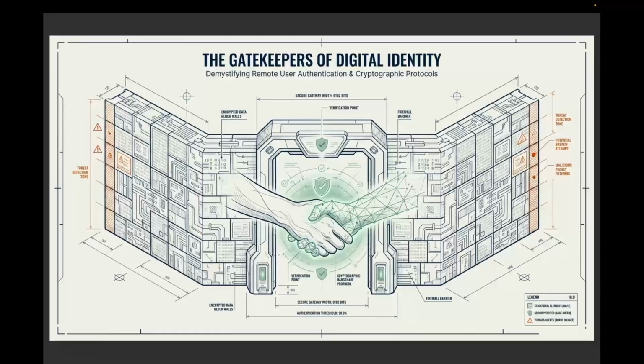When you log into your bank account or access your email or connect to a secure server, there are invisible systems verifying your identity. These systems use cryptographic protocols to decide: are you really who you claim to be? That's the authentication that acts like a security gate, so only verified identities are allowed inside. Today we are going to understand how these gatekeepers work.